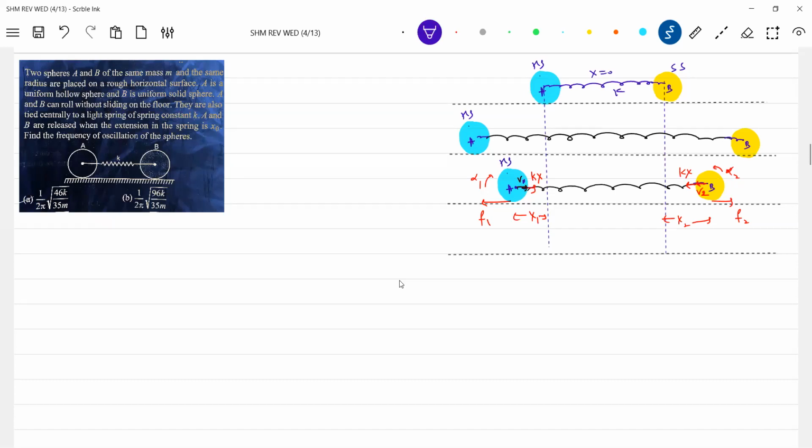Okay, what is our question? We have to get the time period, that's all. So what is the acceleration? Shall we write directly? Let me look at the hollow sphere. Ma1 is equal to kx minus f. In turn, f1 into r is equal to I1 into alpha 1, and a1 equals r alpha 1, pure rolling. Let me replace all the terms.